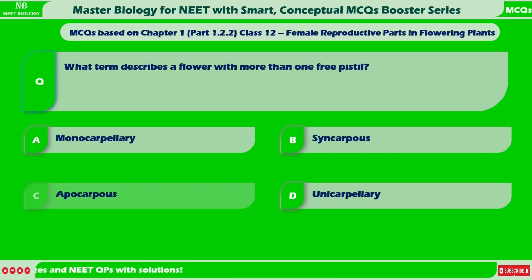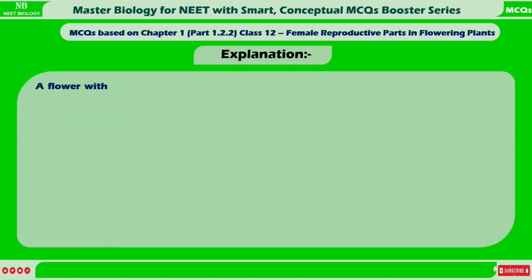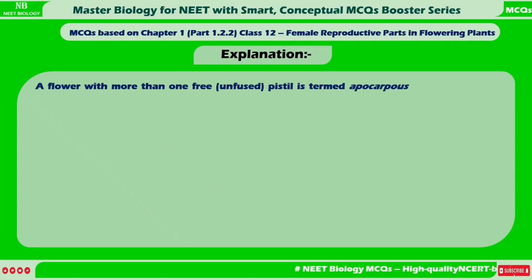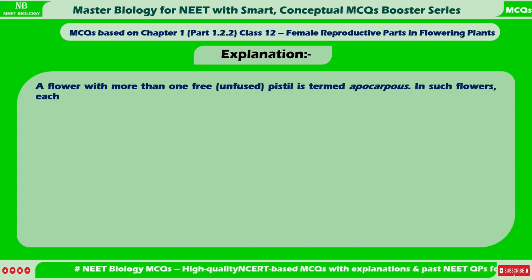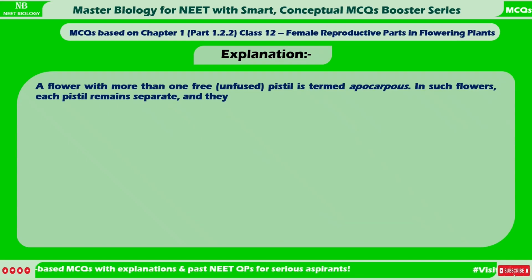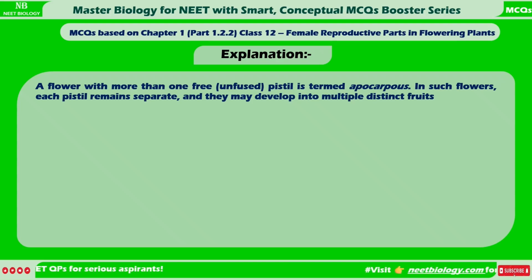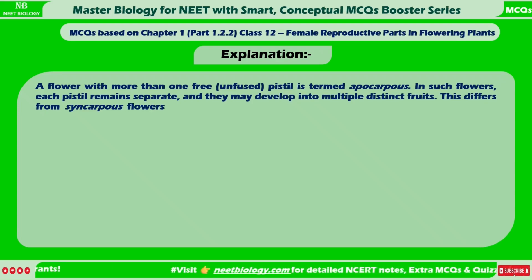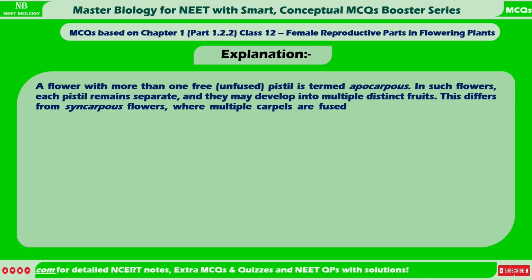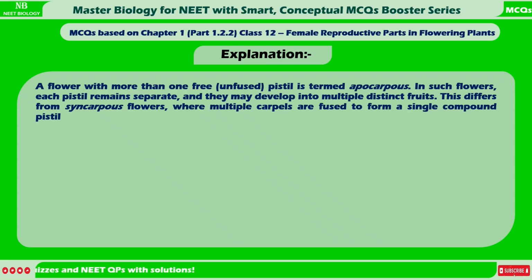Correct answer is C. Apocarpous. Explanation: a flower with more than one free, unfused, pistil is termed apocarpous. In such flowers, each pistil remains separate, and they may develop into multiple distinct fruits. This differs from syncarpous flowers, where multiple carpels are fused to form a single compound pistil.